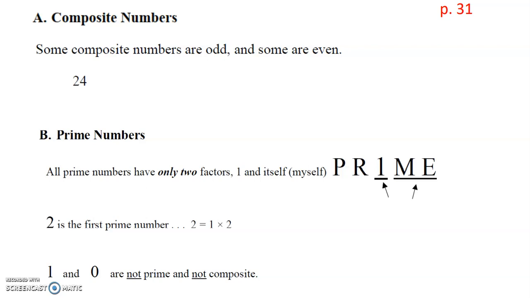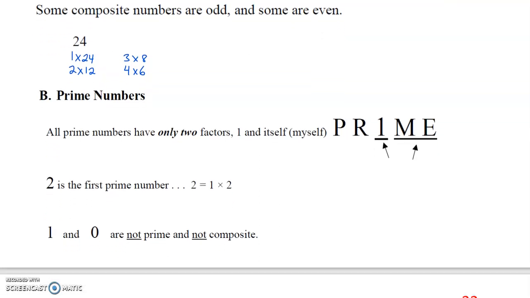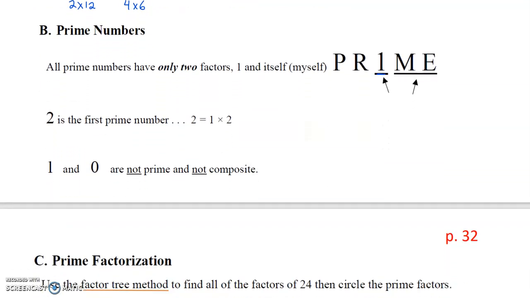24 is a very common composite number. Lots of factors, right? 1 times 24, 2 times 12, 3 times 8, 4 times 6. So lots of factors are making this composite number 24. Prime numbers, only two factors, 1 and me, right? So if you look at the word prime, it's kind of cool. 1 and me, 1 and myself, then it's prime. 2 is the first prime number, and remember 1 and 0, neither prime nor composite.